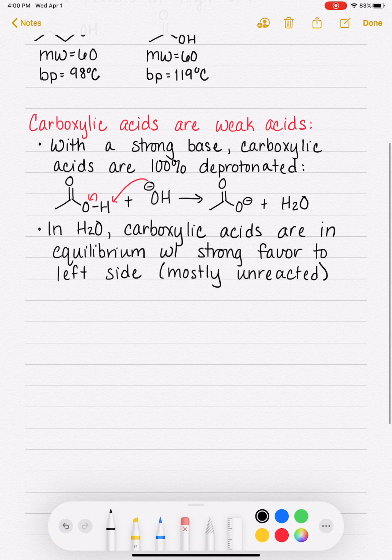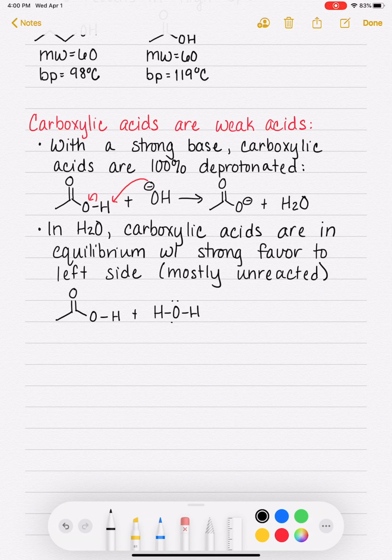So let's draw the same carboxylic acid with water, and this is going to be in equilibrium. Same type of reaction, a lone pair of electrons grabbing the hydrogen off of the carboxylic acid. We end up with the same anion, and our other product is hydronium, H3O+.